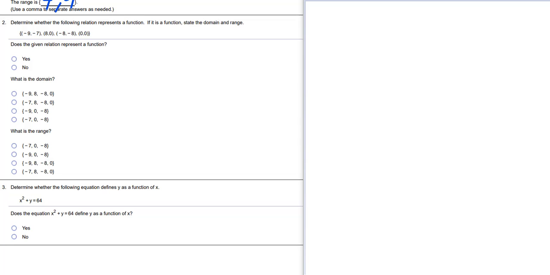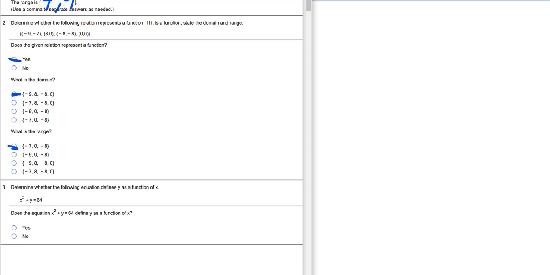Well, since none of these input values are repeated, this is going to be a function for sure, so this is a yes. Now, the domain is the set of unique input values, and there are 4 that are different: -9, 8, -8, and 0, which is the first choice listed here. The range is the set of unique second values or output values, and you'll notice that one of those, the 0, is repeated. So we don't need to repeat it here. We just need to write the unique ones. So -7, 0, and -8 is our range.